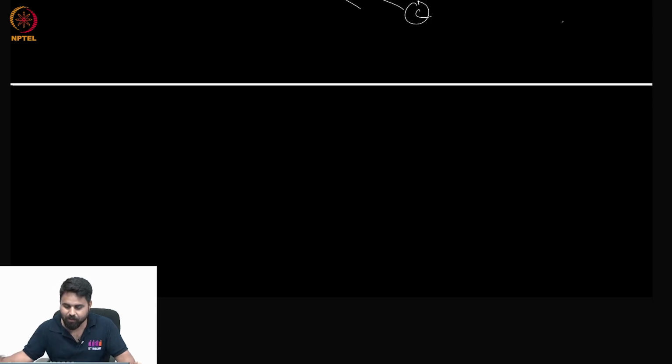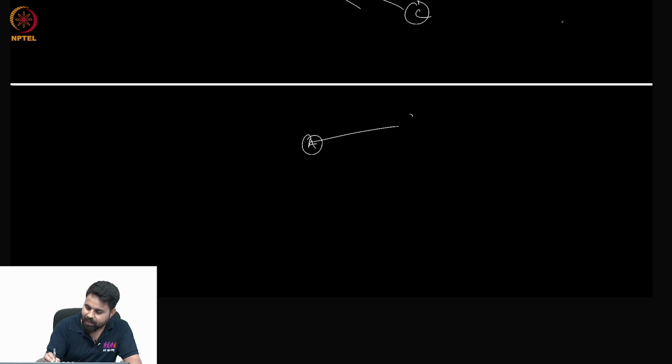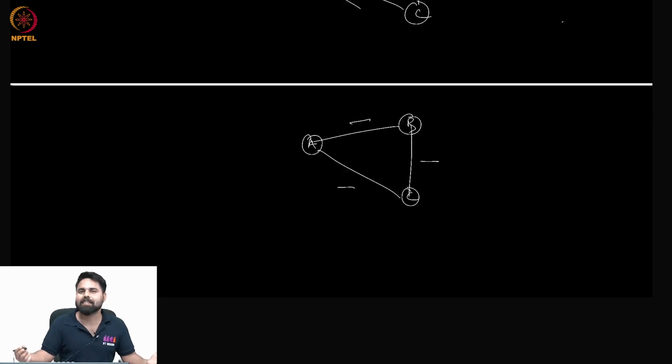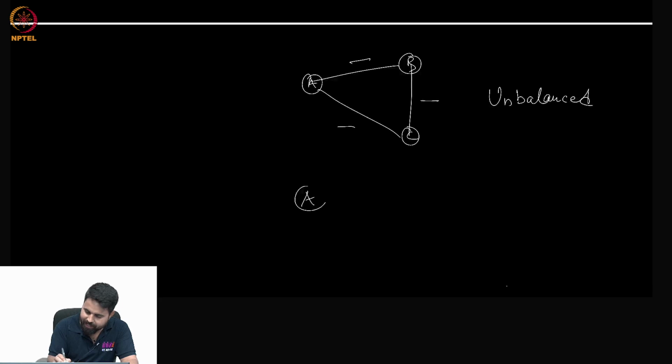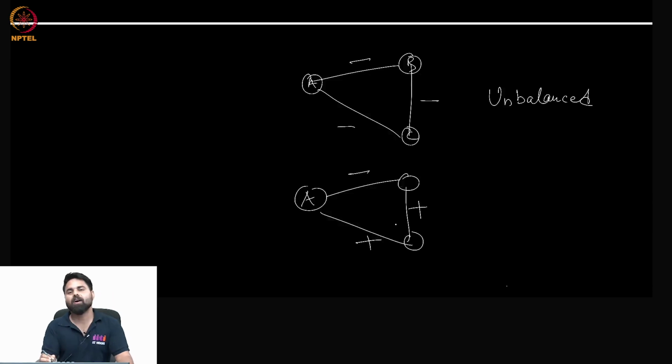So if you put these things, suppose A, B and C, and suppose this is all negative here. There might be a case in the near future that B and C can be friends, A and C can be friends, and A and B can be. So this is actually unstable or unbalanced. And similarly, wherever there is just one negative sign, this is also unbalanced. It might be possible that in near future A and B will become friends. So this is also unbalanced.